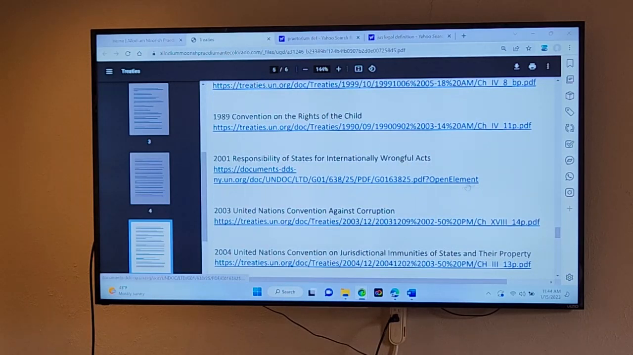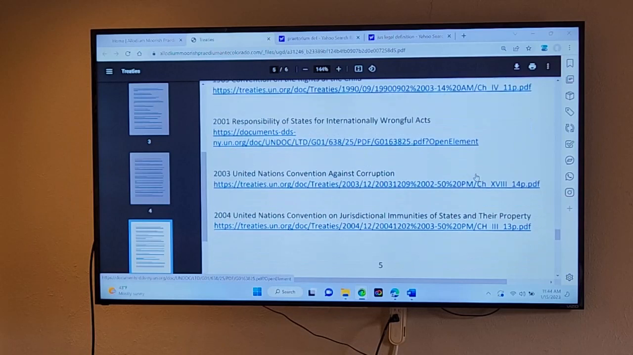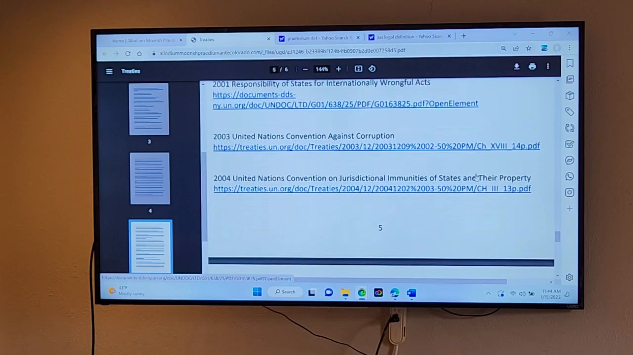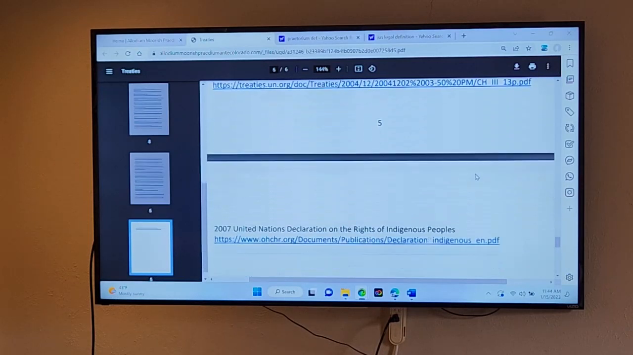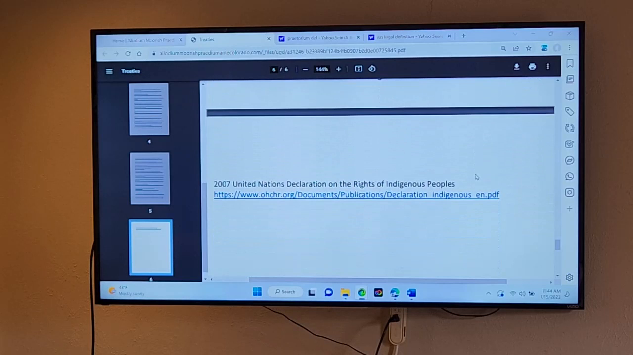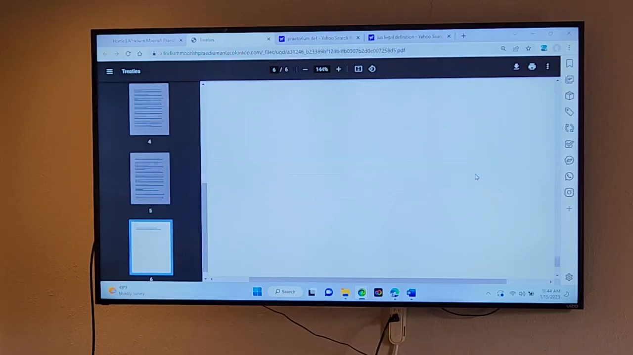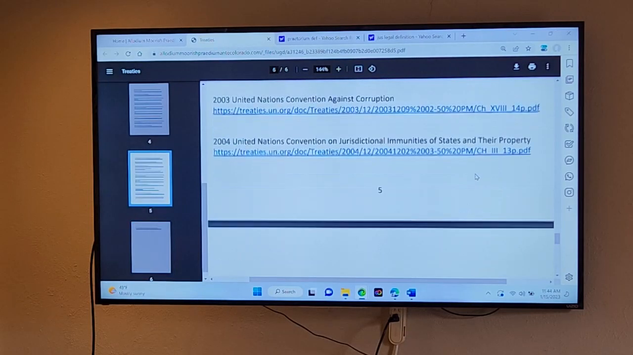The 2001 Responsibility of States for Internationally Wrongful Acts. 2003 United Nations Convention Against Corruption. 2004 United Nations Convention on Jurisdictional Immunities of States and Their Property. 2007 United Nations Declaration on the Rights of Indigenous Peoples. And that concludes that list.